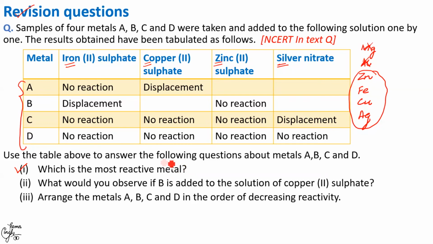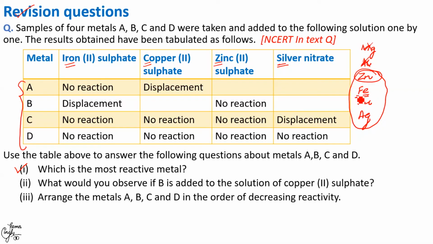Can I say the most reactive metal will be the metal which will be able to displace zinc from its salt solution? Because zinc is the most reactive metal. Let us look at the table and find out. We see that no metal has been able to displace zinc from its salt solution. Then what do we do? We move on to the next metal, which is iron.